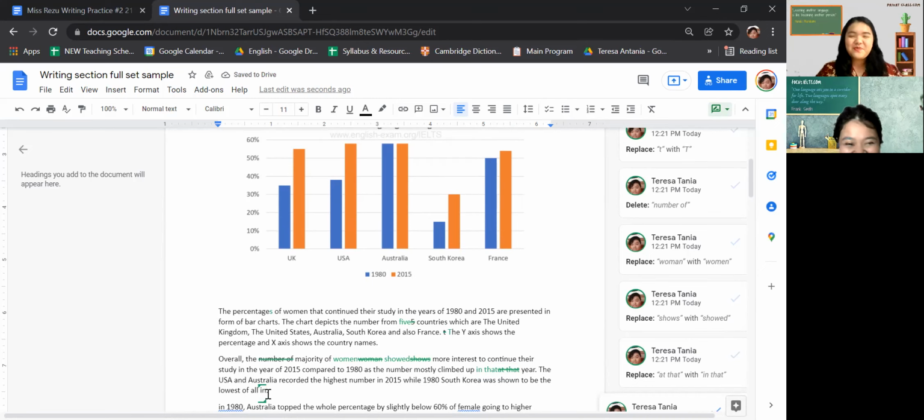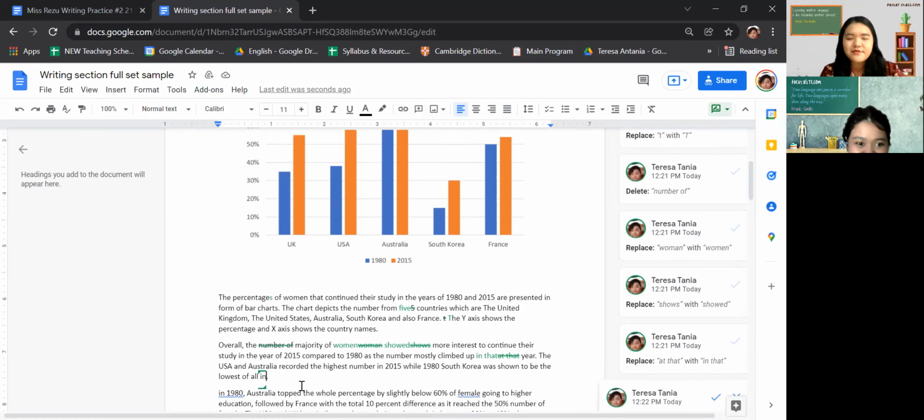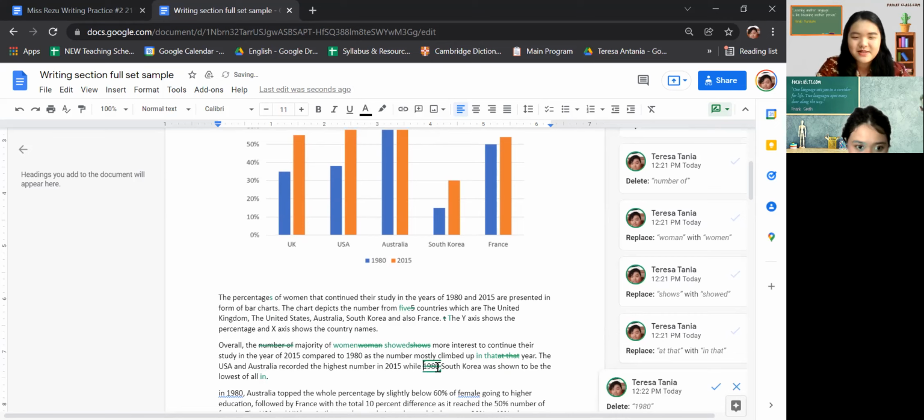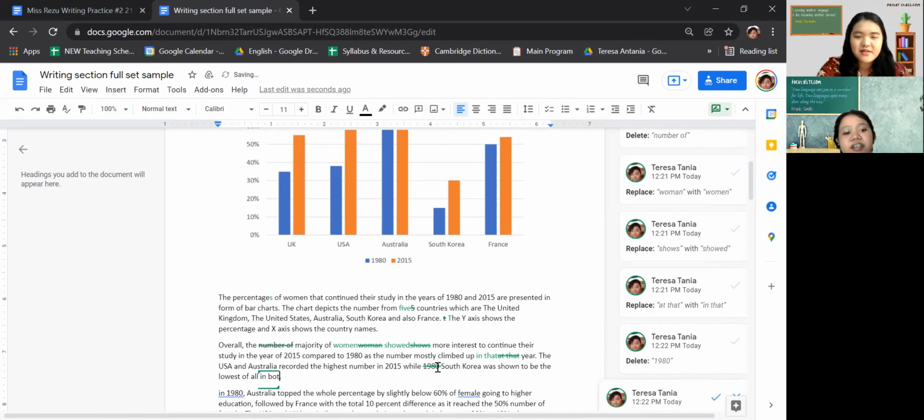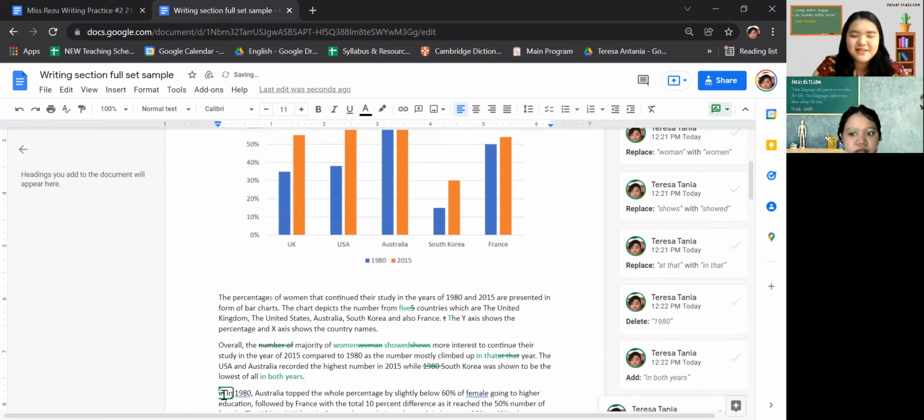It's okay to make mistakes. Remember, you learn from your mistakes, as long as you can correct them later. Okay. It's good to specify. "1980. Well, South Korea was shown to be the lowest of all in both years." In both years, yes. It's supposed to be both years, yes. Again, capital.